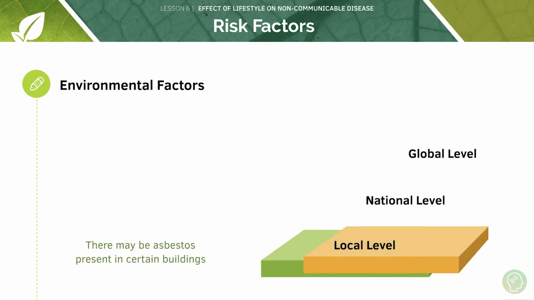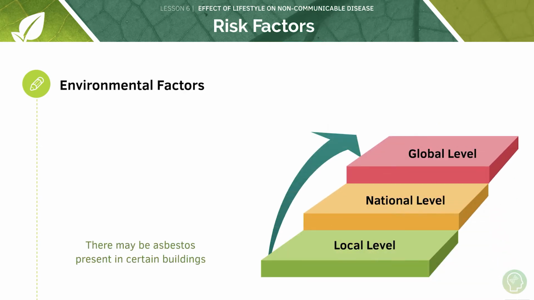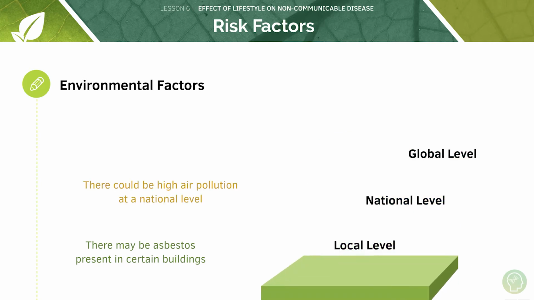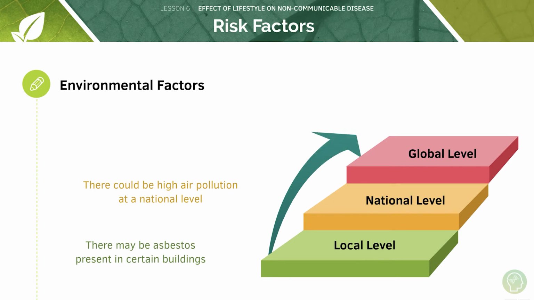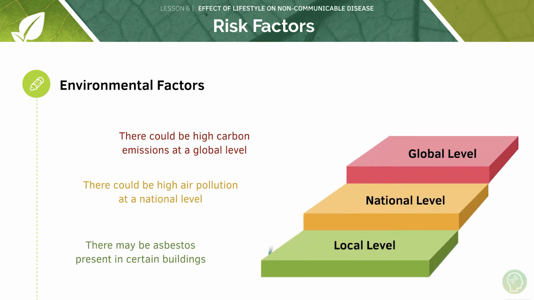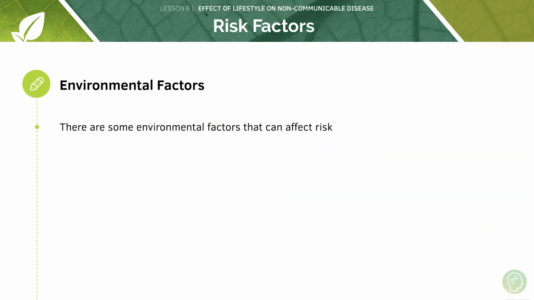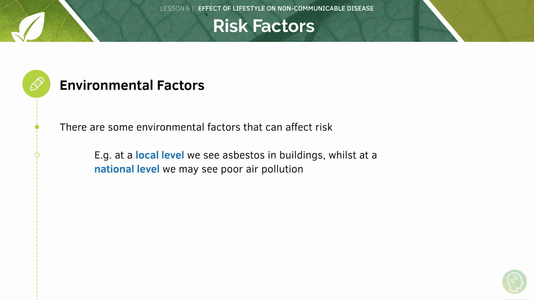So now we've looked at lifestyle factors, so let's go on to look at some environmental factors. So asbestos, for example, may be present in certain buildings. But on a national level, there could be a high air pollution in general. And at a global level, there could be high carbon emissions. And these are all going to contribute to an increased risk of non-communicable disease. So can you see how various factors are differently affecting populations at different levels? So we have the local, national and global levels.